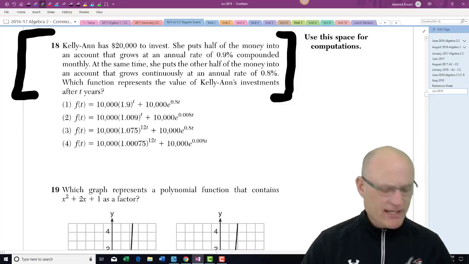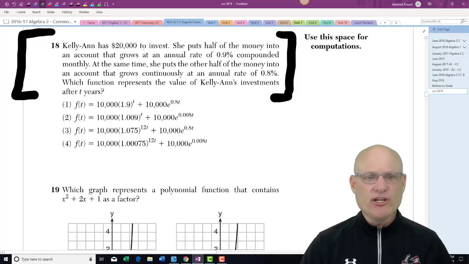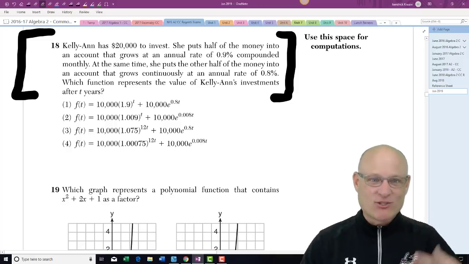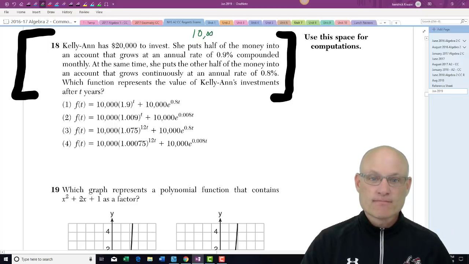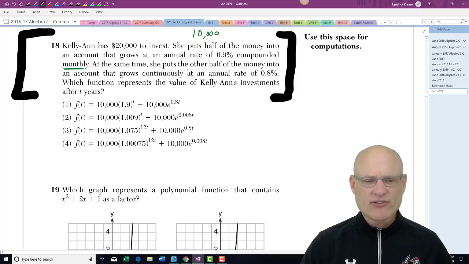Yeah, this is it. Kellyanne has 20 G's to invest. Woohoo! Wish I had 20 G's to invest. She puts half of it, that's 10,000, compounded monthly. Oh, this isn't actually as bad as I thought it was. At the same time, she puts the other half of the money in an account that grows continuously. We got to talk about that, at a rate of 0.08. Actually, I don't mind this question.